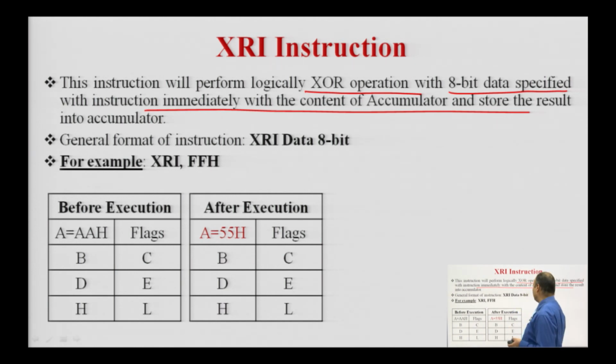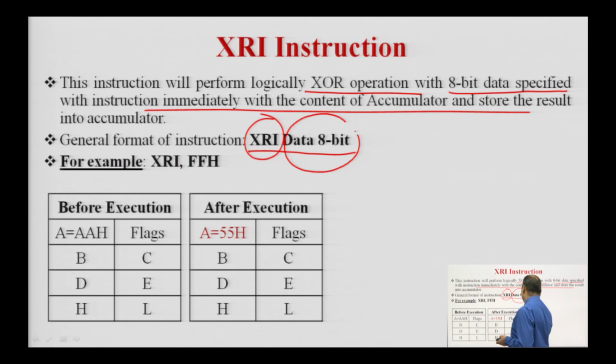The general format of this instruction is XRI data 8-bit. It is a 2-byte instruction. The first byte is used as the opcode of this instruction, and the second byte is the 8-bit data which is specified with the instruction. Here the 8-bit data is FFH, specified with this instruction, in this example XRI FFH.